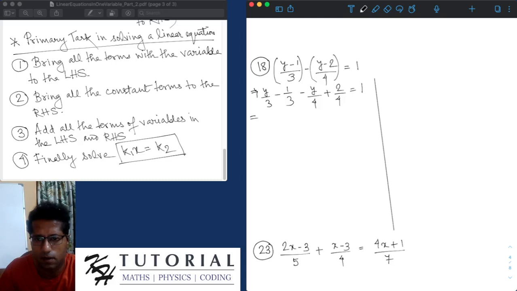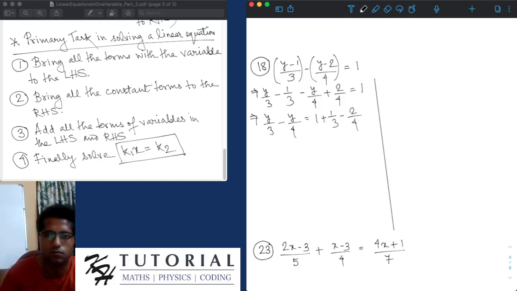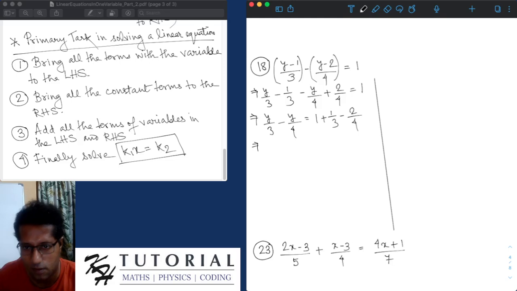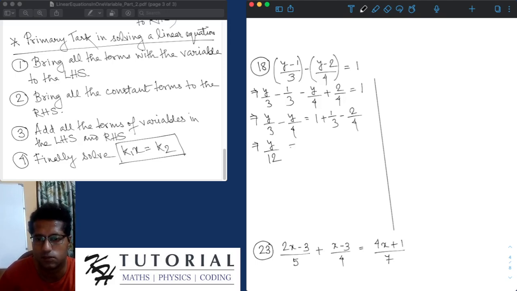Now I will do transposition of terms so that all the variable terms are on the left hand side and all the constant terms are on the right hand side. So this becomes y by 3 minus y by 4 equals 1 plus 1 by 3 minus 2 by 4. Now I will add up all the variable terms in the LHS and all the constant terms in the RHS. y by 3 minus y by 4 is nothing but y by 12. This equals 1 plus 1 by 3 minus 2 by 4.